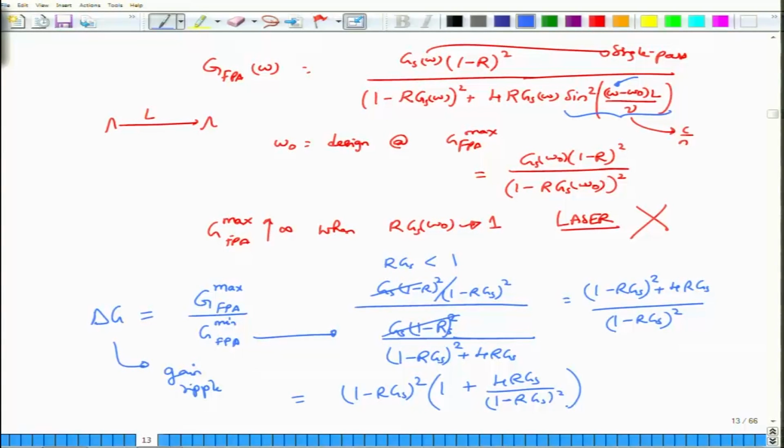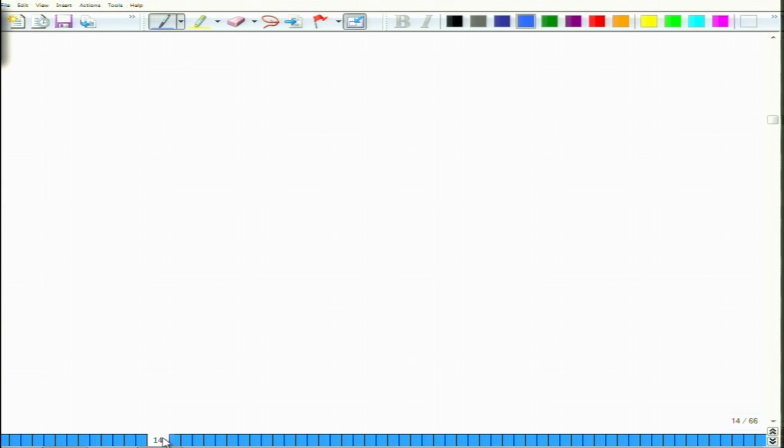If you wish, you can simplify this further and calculate certain interesting numbers. Suppose I take G_s equal to 3 and R equals 0.32. What would be the product R G_s? This would definitely be less than 1, because 3 times 2 is 6, 3 times 3 is 9, so you are very close, but not exactly at 1.